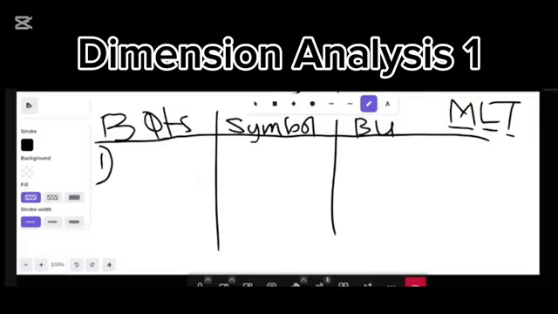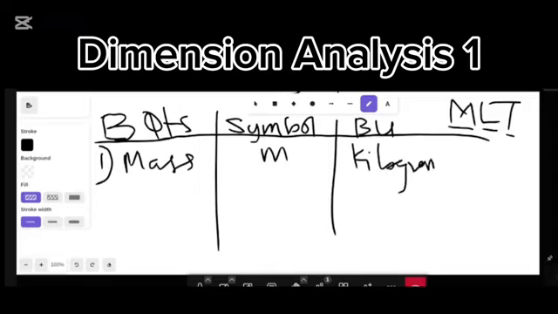So mass, a base quantity, which is also known as fundamental quantity. The first is mass. Let's be fast about it. You know the symbol for mass is M. What is the base unit for mass? That's the kilogram. Let me write in full, kilogram, which is kg.